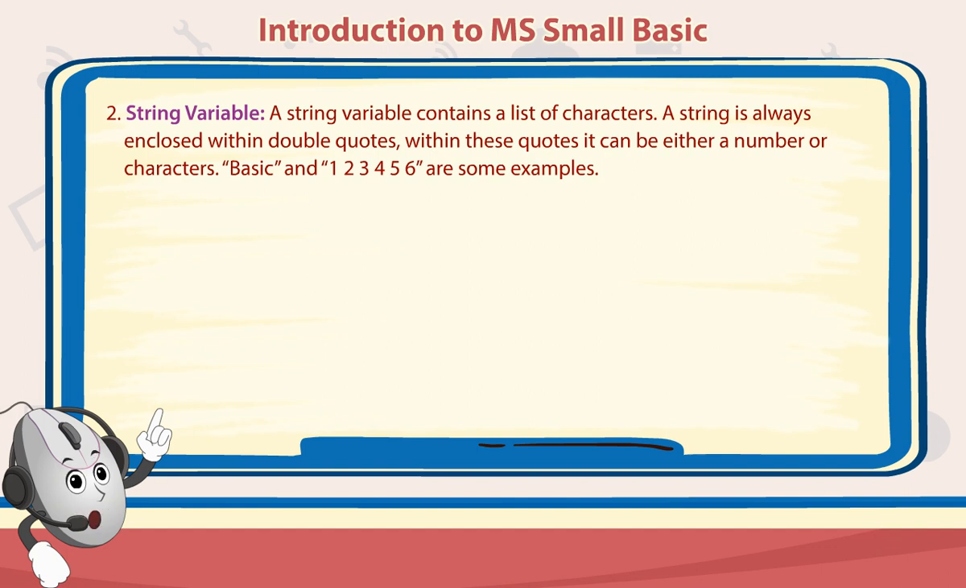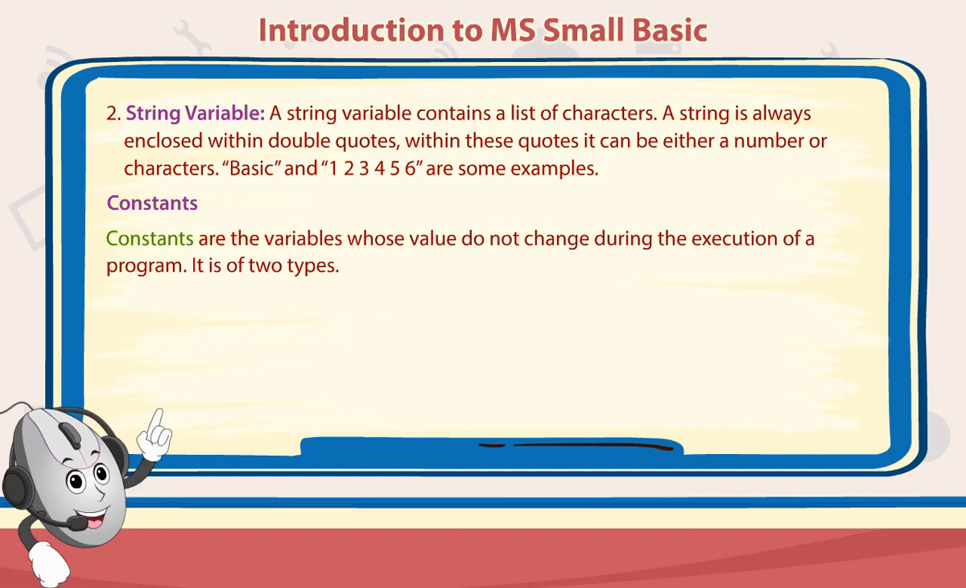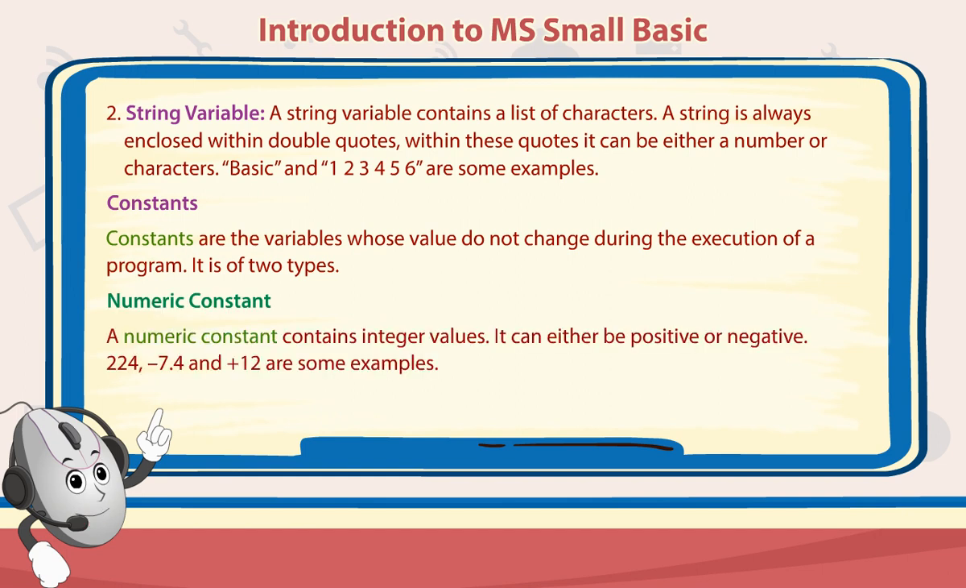Basic and 123456 are some examples. Constants. Constants are the variables whose value does not change during the execution of a program. It is of two types. Numeric constant. A numeric constant contains integer values. It can either be positive or negative. 224, minus 7.4 and plus 12 are some examples.